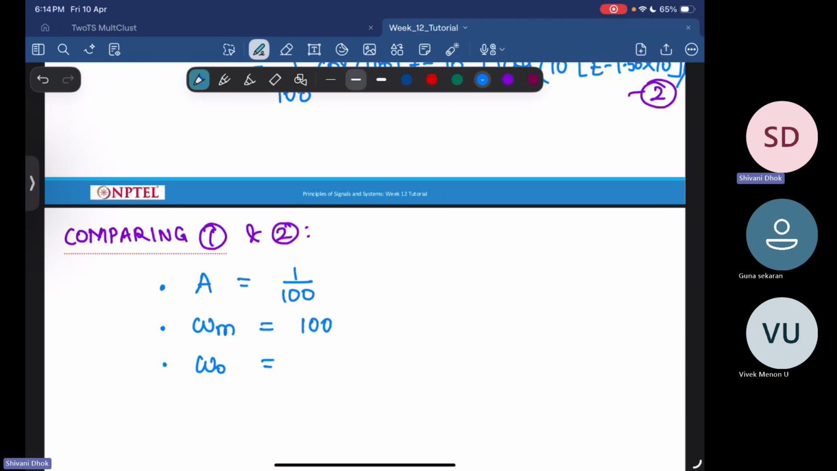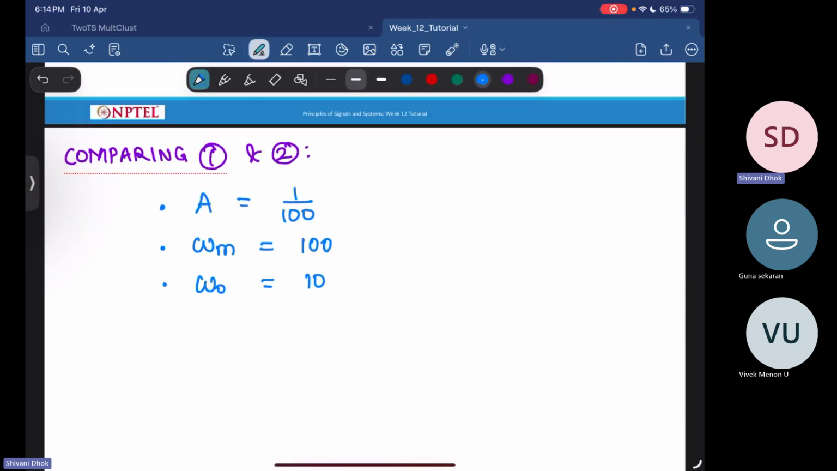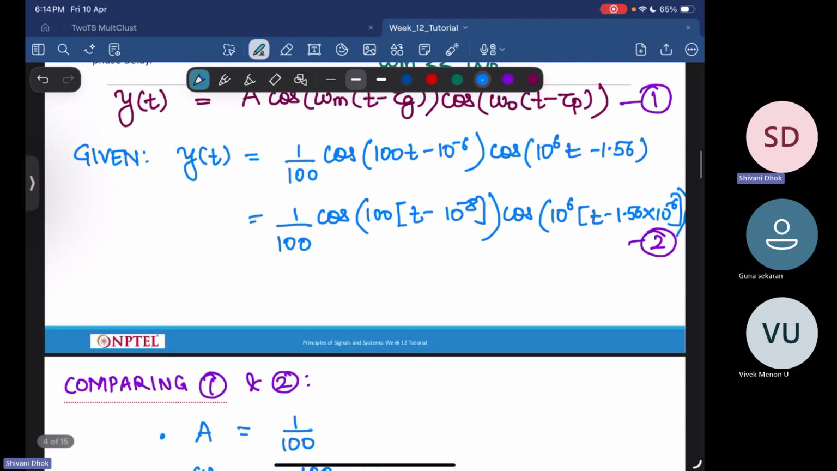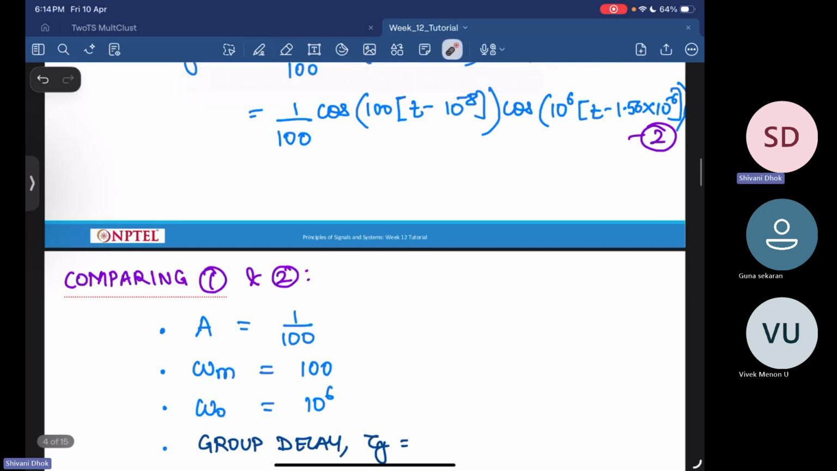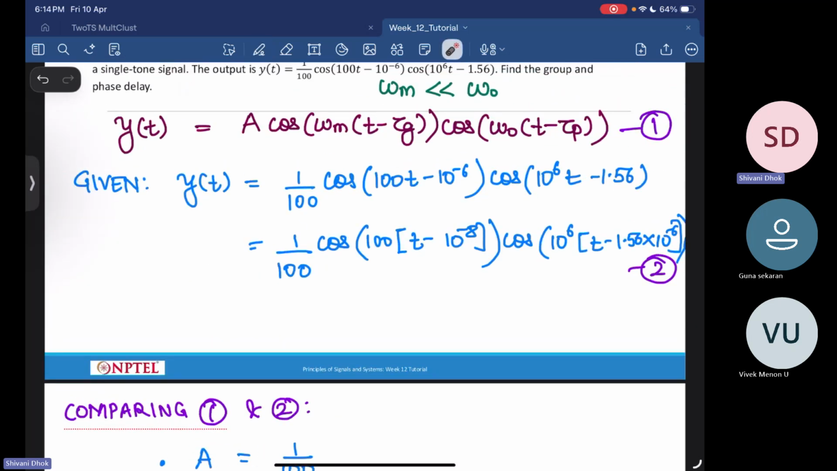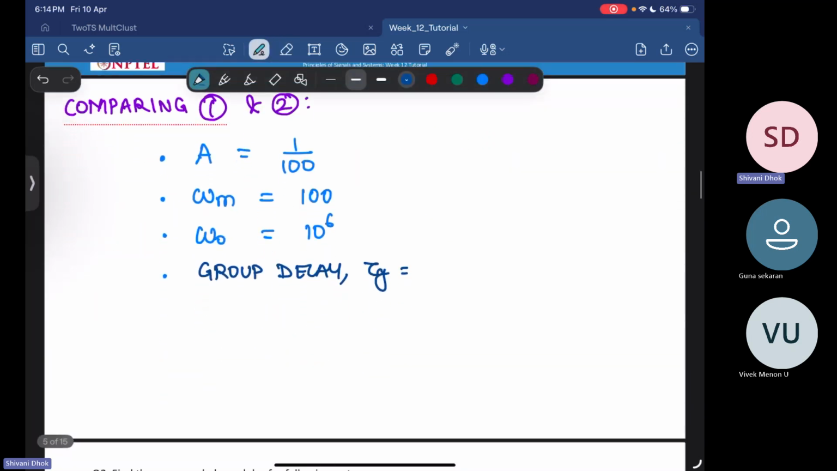Then omega naught will be 10 raised to 6. Then you have your tau g, that is group delay. Tau g corresponds to the delay which is associated with your message signal. So that is 10 raised to minus 8 seconds, or you can write it as 10 into 10 raised to minus 9 seconds, which is nothing but 10 nanoseconds.